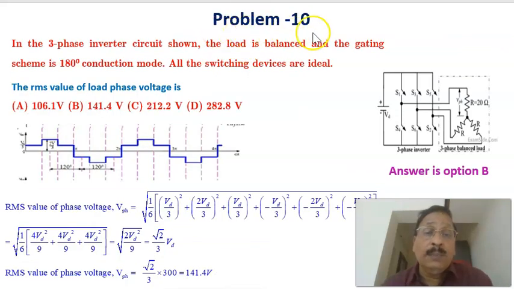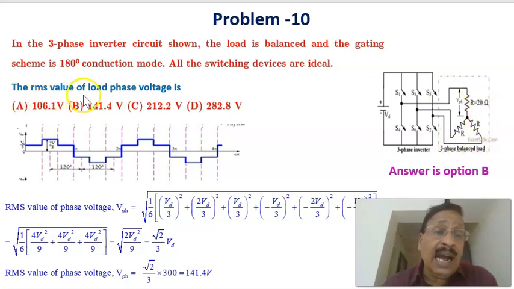Now let us see problem 10, in which, in the three-phase inverter circuit shown, the load is balanced and the gating scheme is 180-degree conduction mode, and all the switching devices are ideal. Therefore, this is a 180-degree mode conducting inverter, and here it is connected to a motor setup. What is the RMS value of the load voltage here?